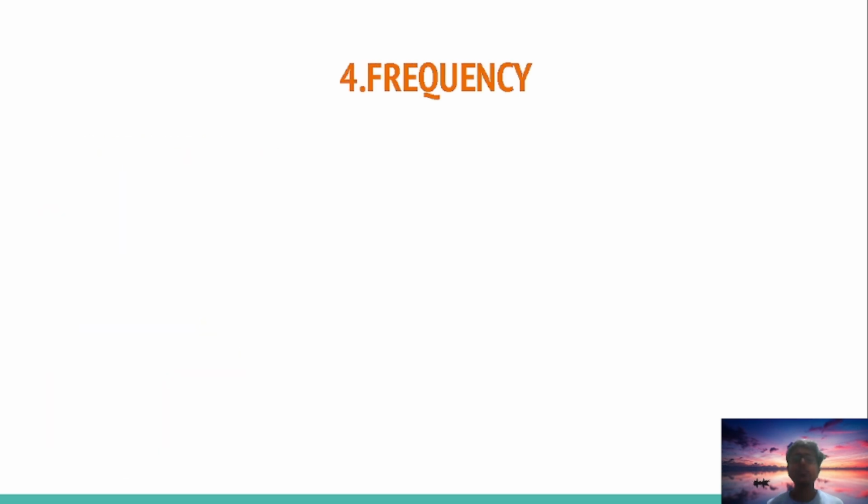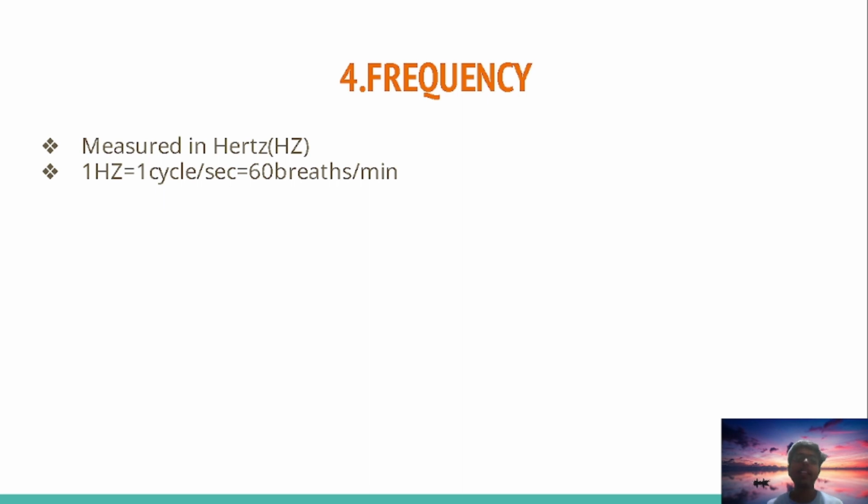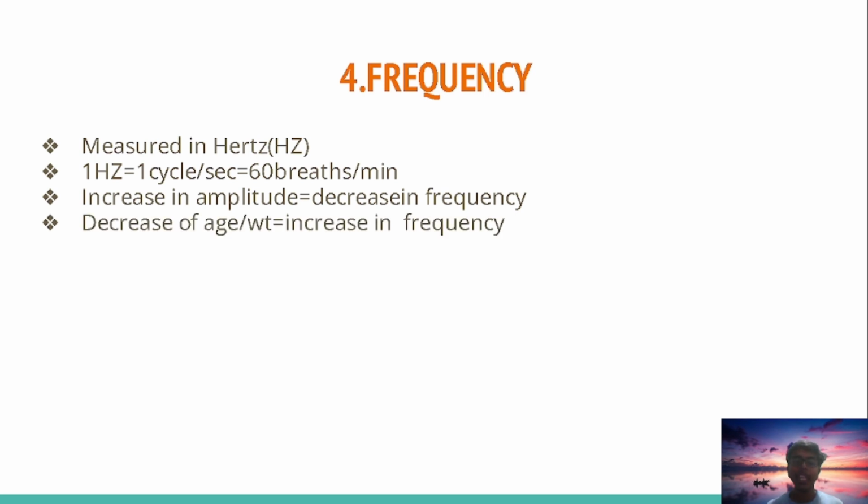Next, the fourth one, frequency. Frequency is measured in hertz, and 1 hertz equals 1 cycle per second, which equals 60 breaths per minute. If the amplitude is increased, the frequency will be decreased. If there is a decrease in age or weight, the frequency will be increased. If there is a decrease in compliance, the frequency will be increased.